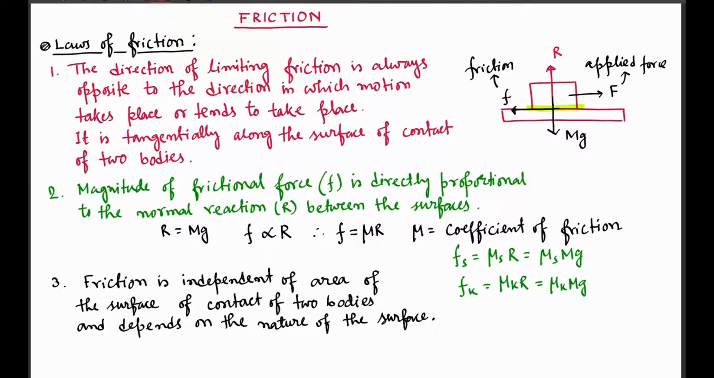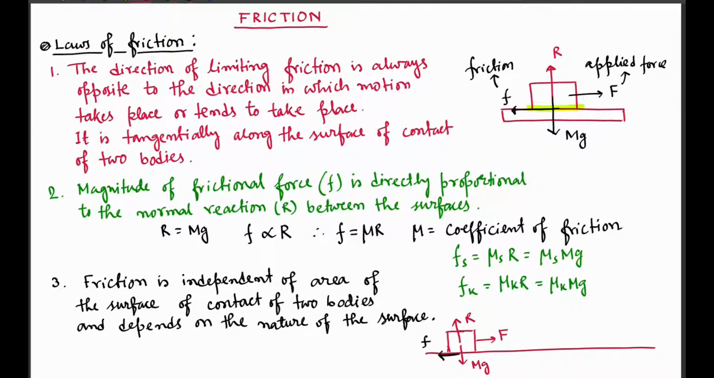The third one is friction is independent of area of the surface of contact of two bodies and it depends on the nature of the surface. Suppose a block is placed here, a force is applied on the block and this is mg. This is the reaction force upward, this is R. If the block remains at rest, here the frictional force acting in between these two surfaces is F.